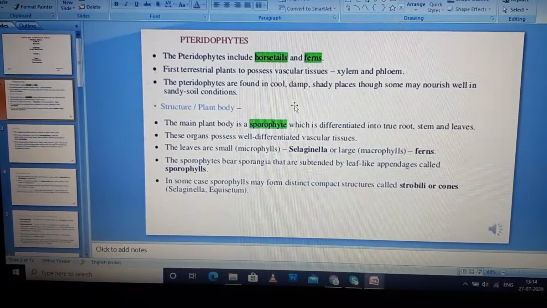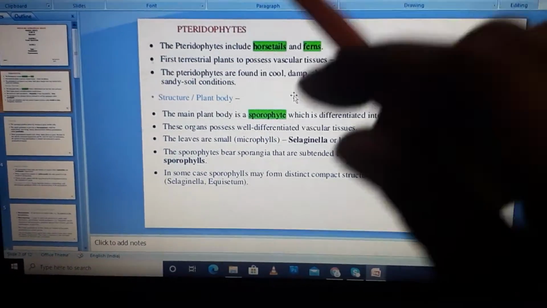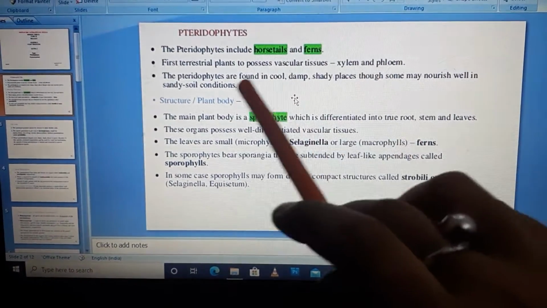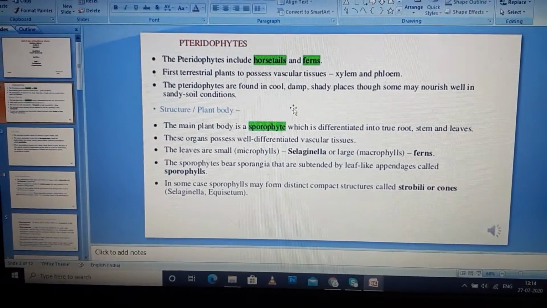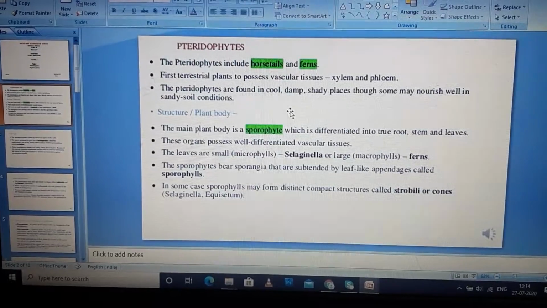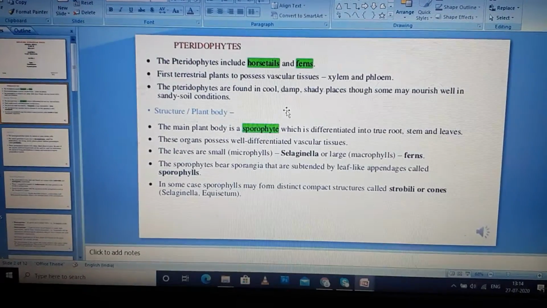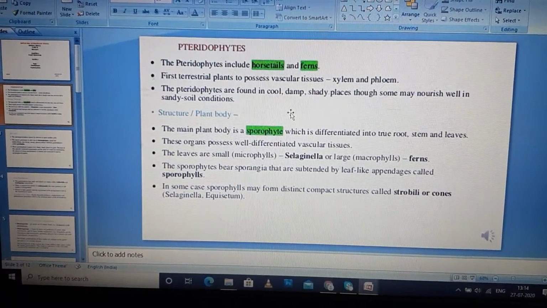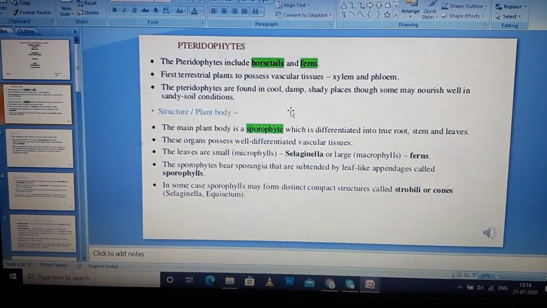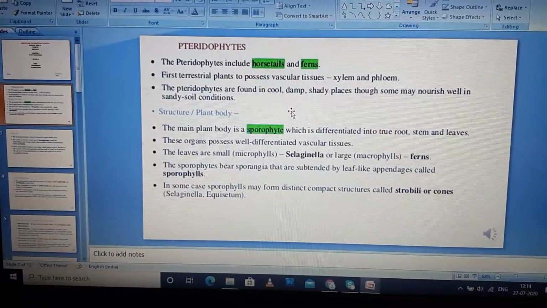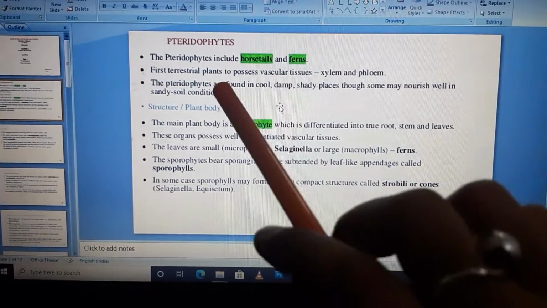So, pteridophytes. Pteridophytes include horsetail and fern. They are terrestrial plants, and these are the first vascular tissue-bearing plants. That is, they have conduction for food and water in the form of xylem and phloem. The habitat of pteridophytes is cool, damp, shady, moist places.